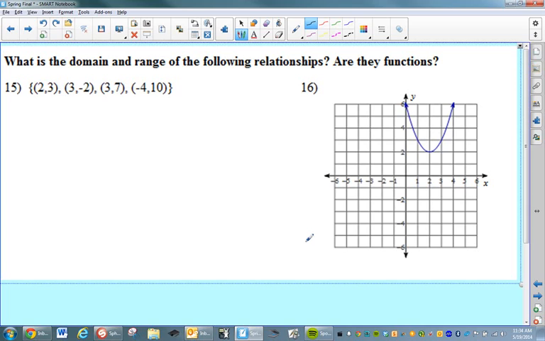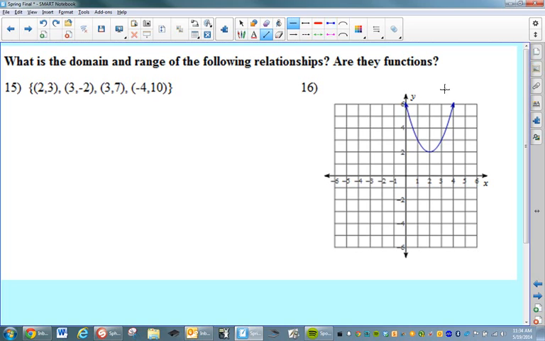A little blue. 15 is not a function, correct? Because my input of 3 gives me both a -2 and a 7. Any questions? Declarations of confidence are nice as well. Michelle. Yep. So if we were to grab our vertical line test right here, we can see that it passes the vertical line test, so it's a function.